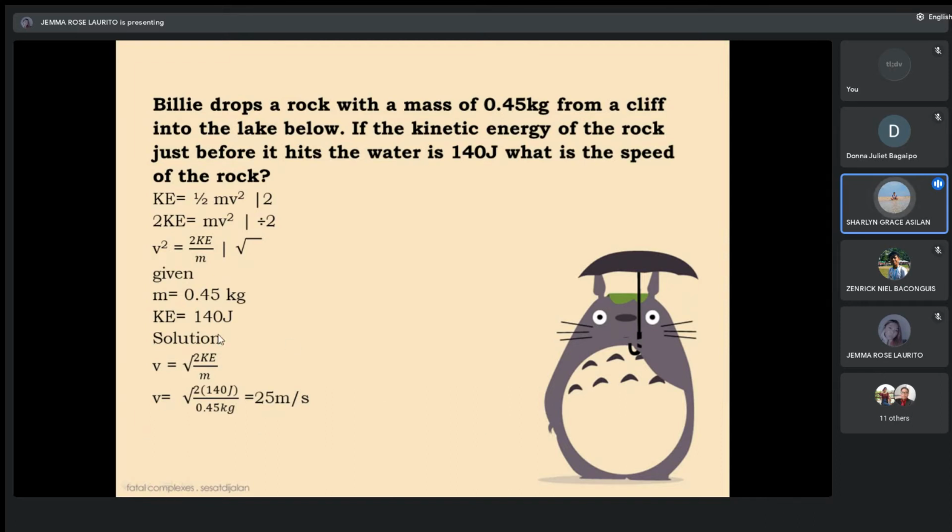So velocity is equal to the square root of 140 joules times 2 divided by 0.45 kg. So the speed of the rock before it fell into the lake is 25 meters per second.